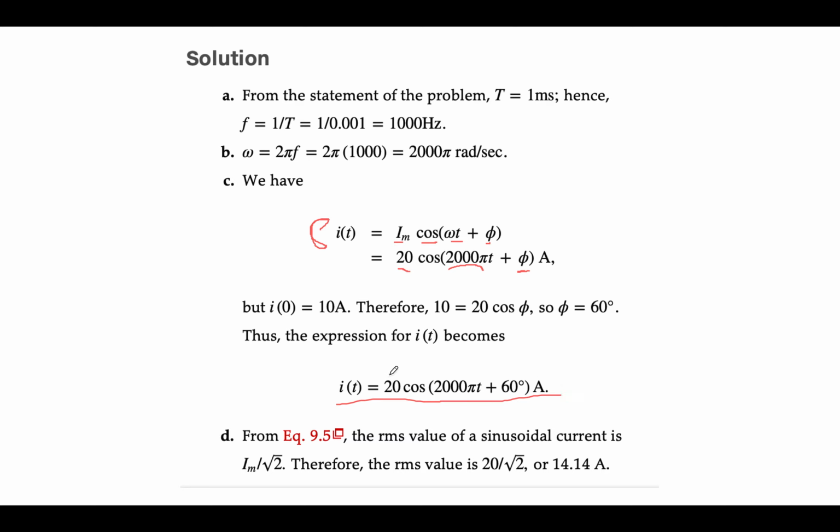Now the RMS value, because this is a cosine function, is going to be the magnitude, which is 20, divided by the square root of 2. So the RMS value is going to be 14.14.